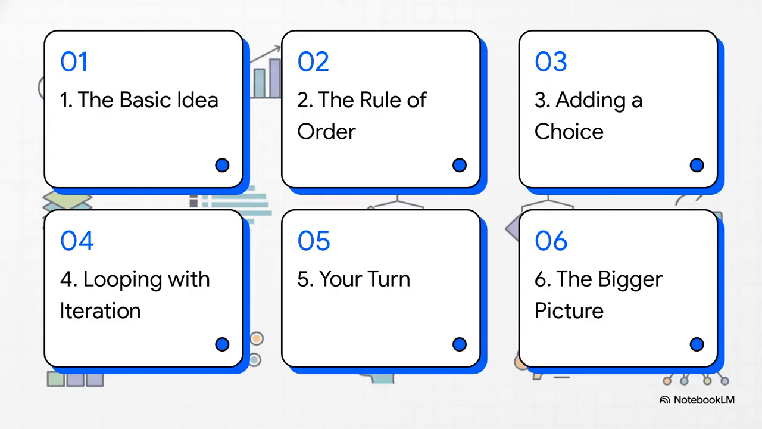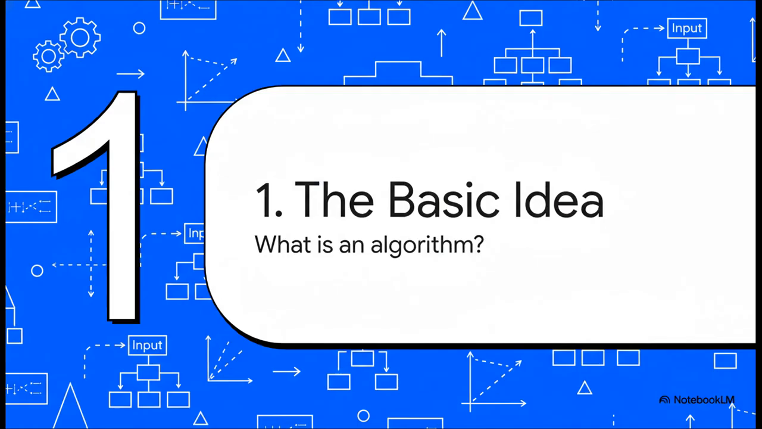All right, here's our game plan. We'll start with the basic idea of what an algorithm even is. Then, we're going to build one together using three fundamental rules: order, choice, and looping. And to wrap things up, we'll have a quick challenge for you and then look at the bigger picture. Ready? Okay, let's dive right in.